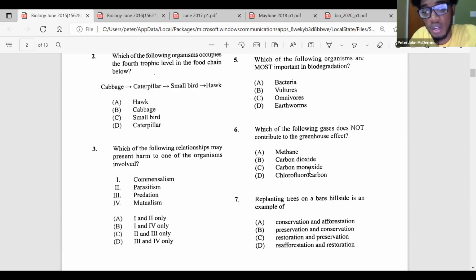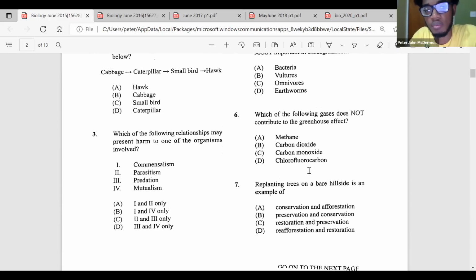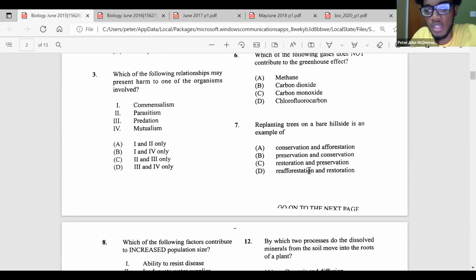What's not included there? Carbon monoxide. Another example of a greenhouse gas, water vapor, right? Replanting trees on a bare hillside is an example of afforestation and restoration.